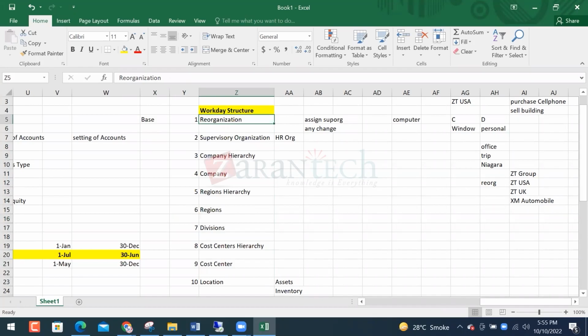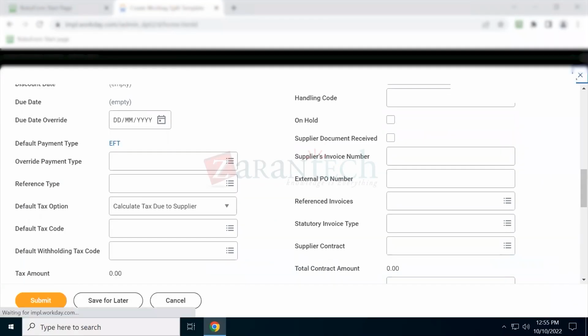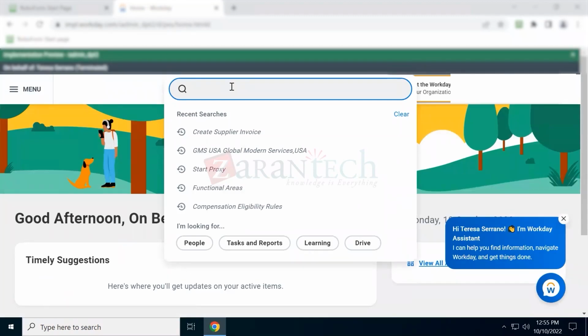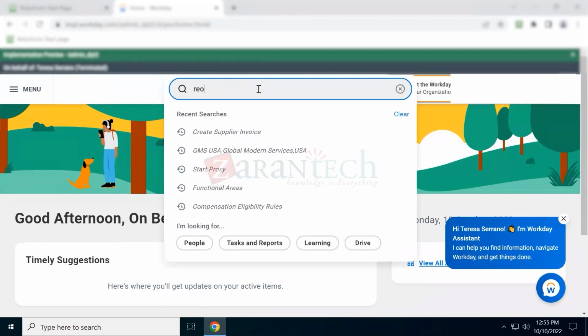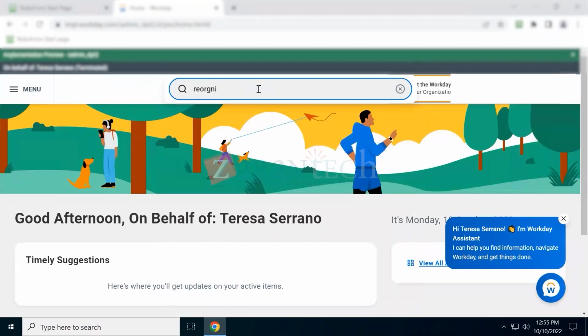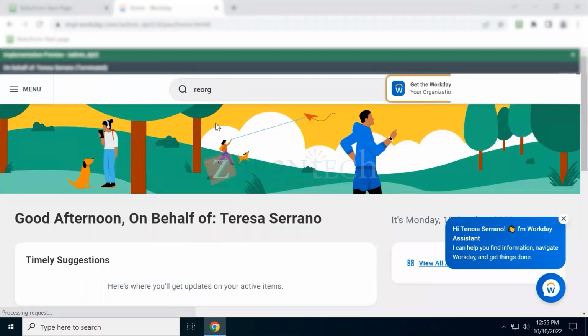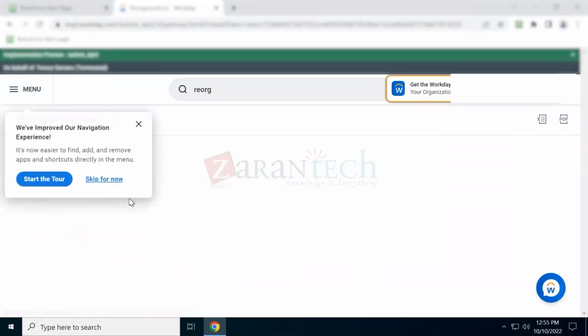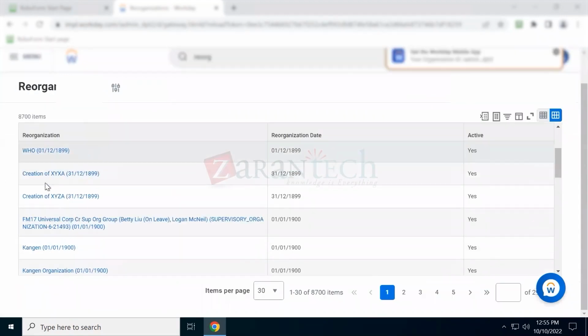If I go to the system and show it to you, for example, I'm going back, and I'm not going to define what this dashboard is or how it looks. I'm going directly to the task reorganization. Here we have a report that is reorganization. If I open up this report, then there are 8,700 reorganizations that have been defined. A lot of them.